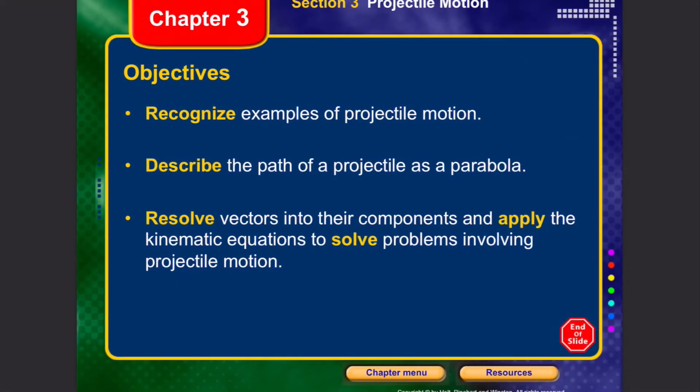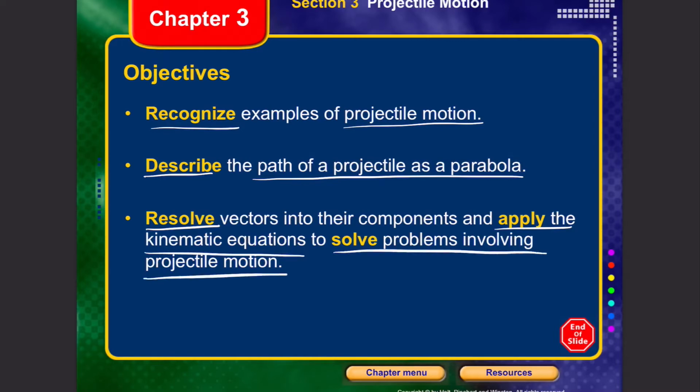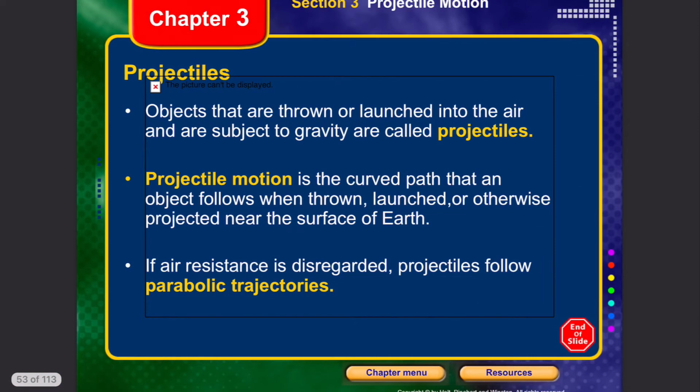In this lecture, the objectives of this section will be: we'll try to recognize examples of projectile motion, describe the path of a projectile as a parabola, and finally try to resolve vectors into their components and apply the kinematic equations to solve problems involving projectile motion. So let's start with projectiles.